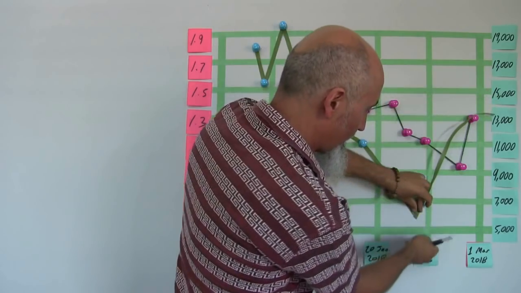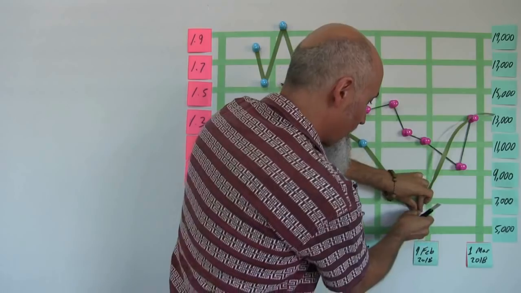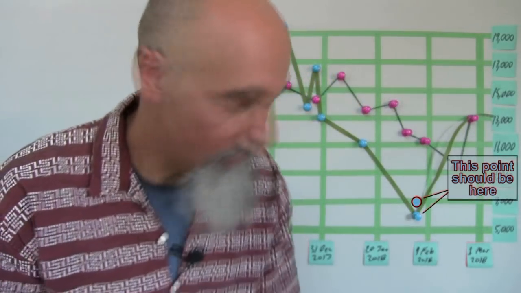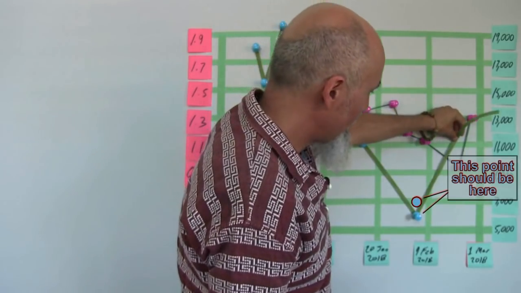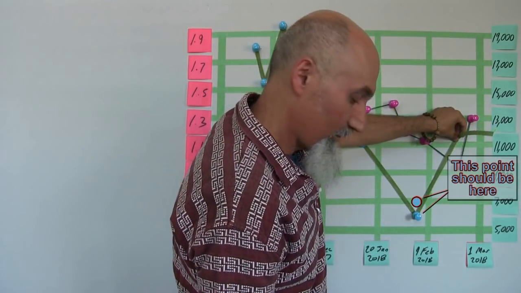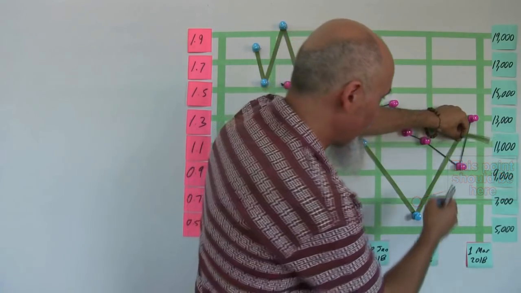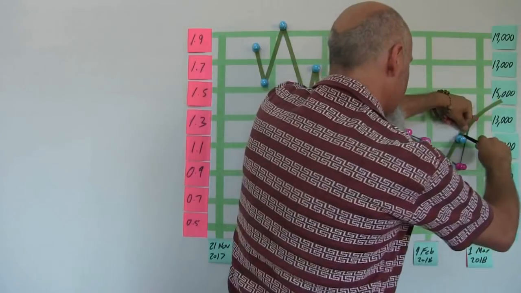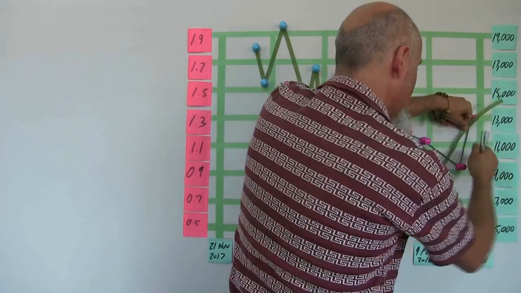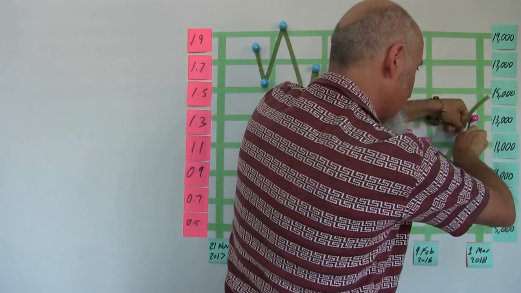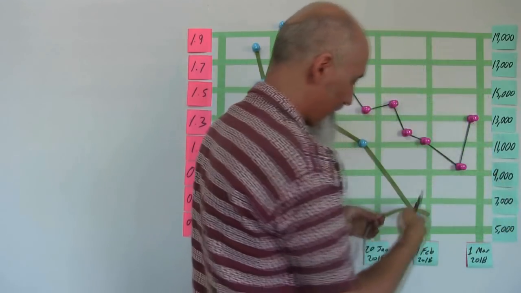Cool. So let's throw this here. And let's throw this guy here, which is February 20th. A little bit longer. 11,400 is right there. Now we're going to cut this guy. Oop, save that. Let's cut that.